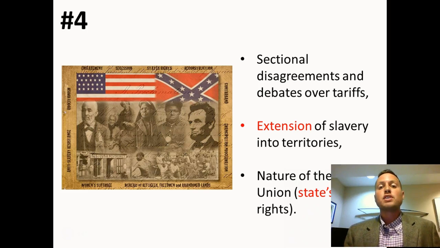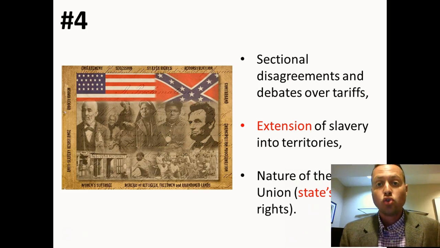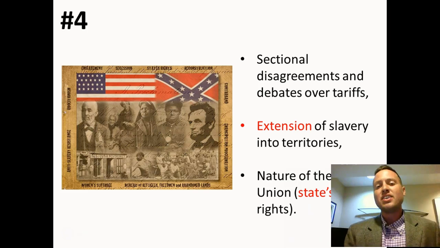A simple answer for what caused the Civil War is slavery. That's a bad answer. A better answer is the extension of slavery into the territories. That's what people are fighting over. Also, nature of union. I write this in the parentheses: states' rights. This idea of what can a state do? Can a state ignore a federal law, like what was done in the nullification crisis with South Carolina? So we got those three big causes.